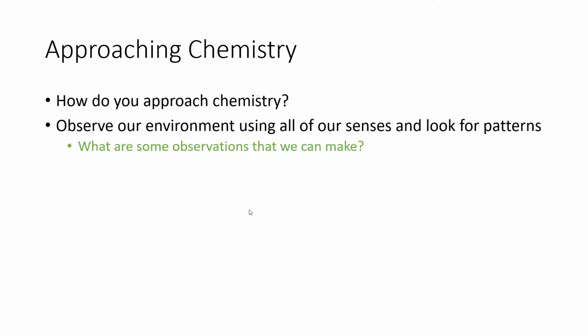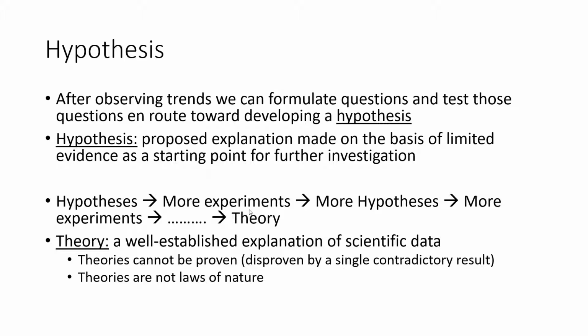And so, this quest of finding out what our ultimate truth is has to do with the scientific method. In the scientific method, we develop what are called a hypothesis, or plural, hypotheses. After observing trends, we can formulate questions and test those questions en route to developing a hypothesis. A hypothesis is a proposed explanation made on the basis of limited evidence as a starting point for further investigation. So once we come up with a hypothesis or multiple hypotheses, we test those using experiments.